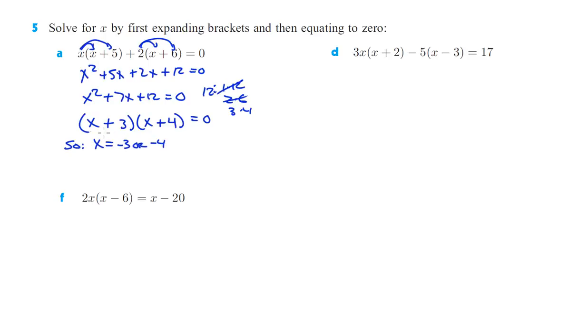Right? Because if you plug in negative 3 to this, that will give you 0. 0 times anything will give you 0. If you plug in negative 4 to this one, negative 4 plus 4 is 0, and 0 times anything will give us 0. All right?